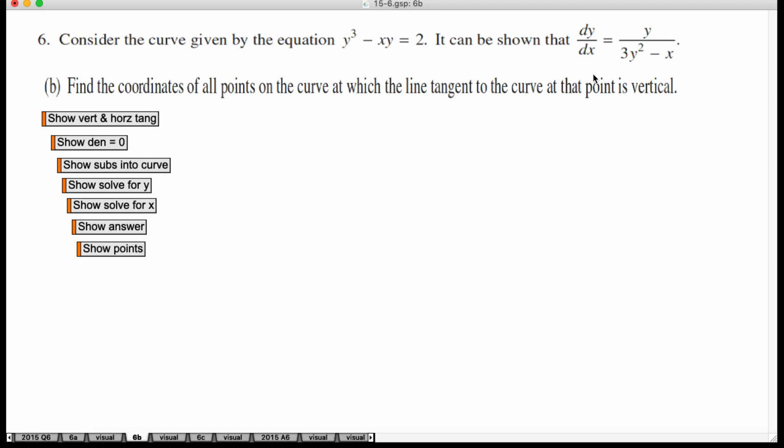So for this function here, if we want to know where there's a vertical tangent, that means the denominator of the slope function must be equal to 0. So that's the first thing we've got to do, we set that equal to 0. So I set the denominator, 3y squared minus x, equal to 0. And then I realized you could just solve this for x. So there's x. Now the problem with this is there's two unknowns.